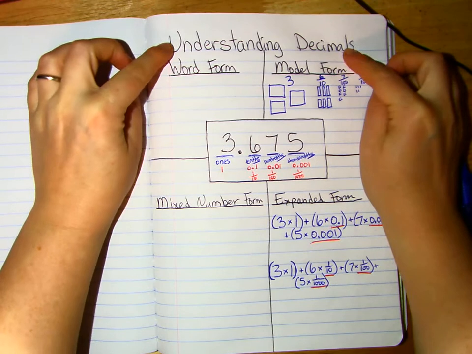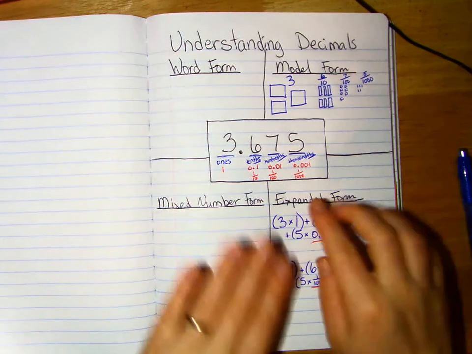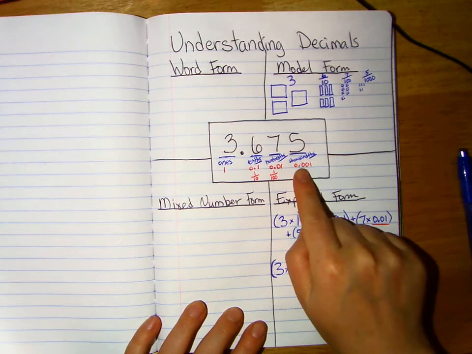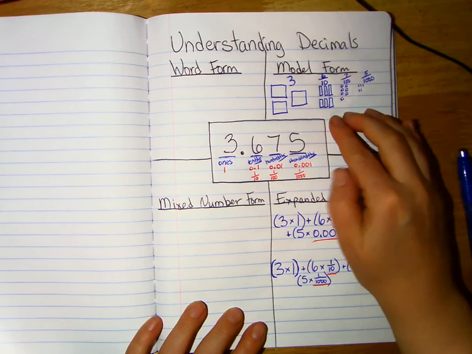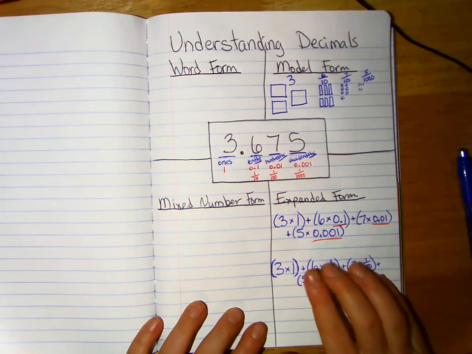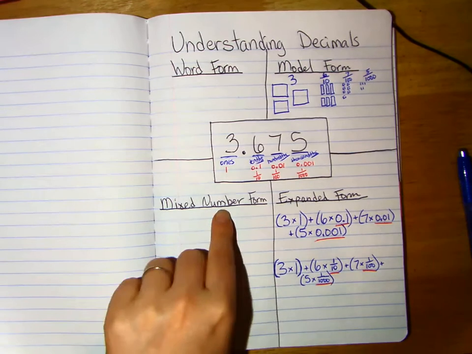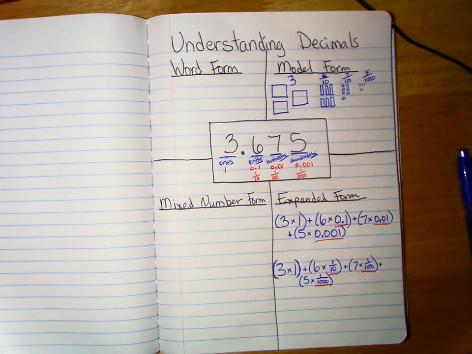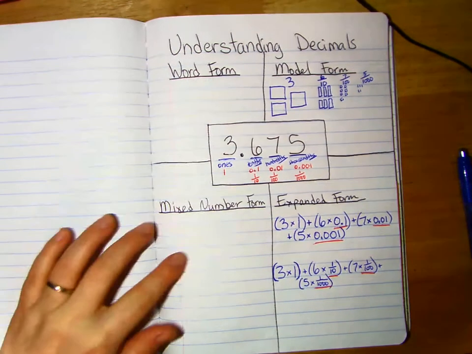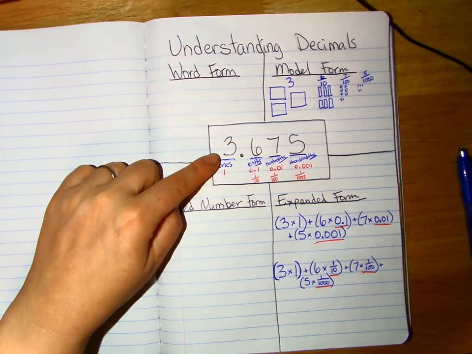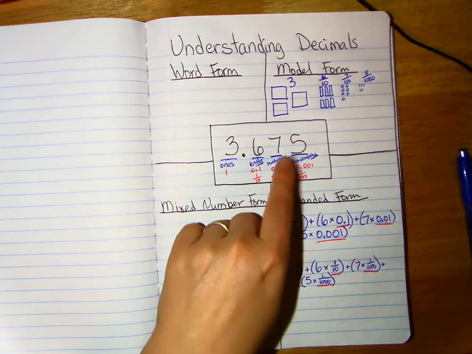Continued with understanding decimals, and we have our decimal, we put it on a number line, and you practiced writing it in model form, you practiced writing it in expanded form. Today we're going to move into mixed number form. Mixed number form just means I'm going to write part of it like a whole number, and then I'm going to write the fraction part next to it.